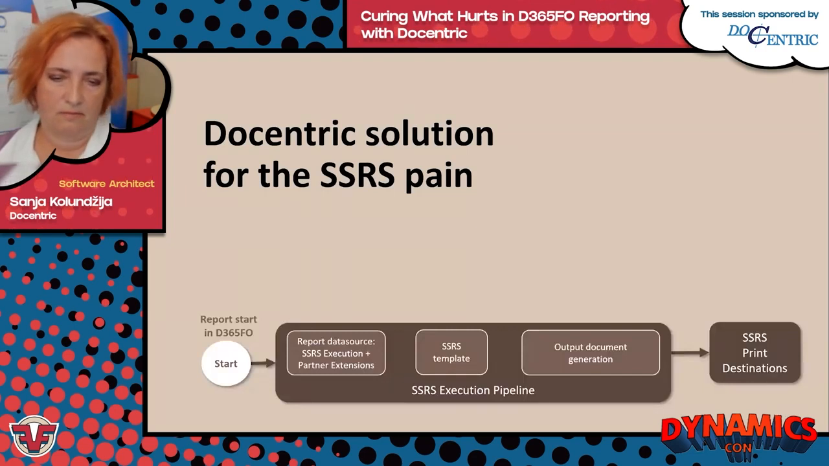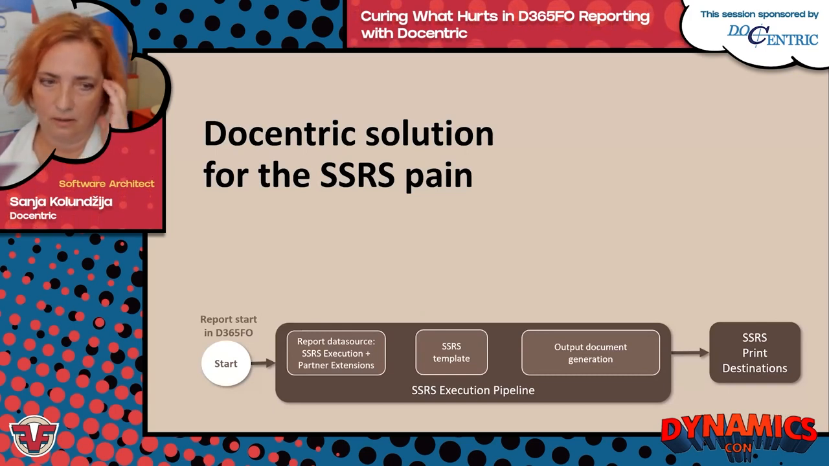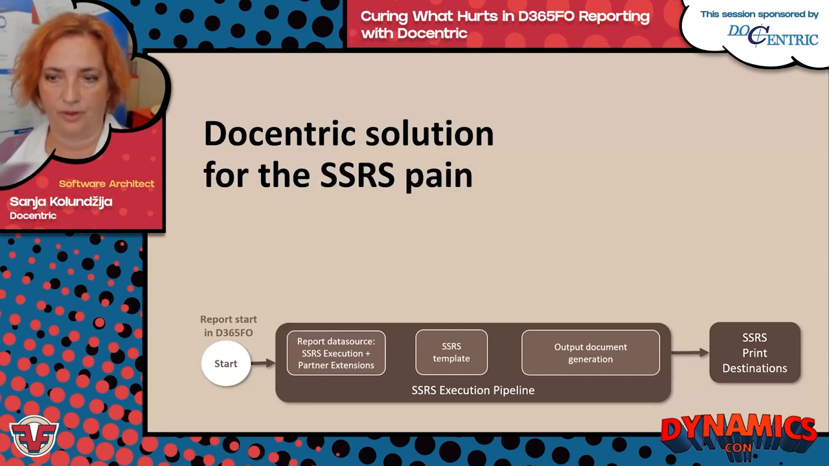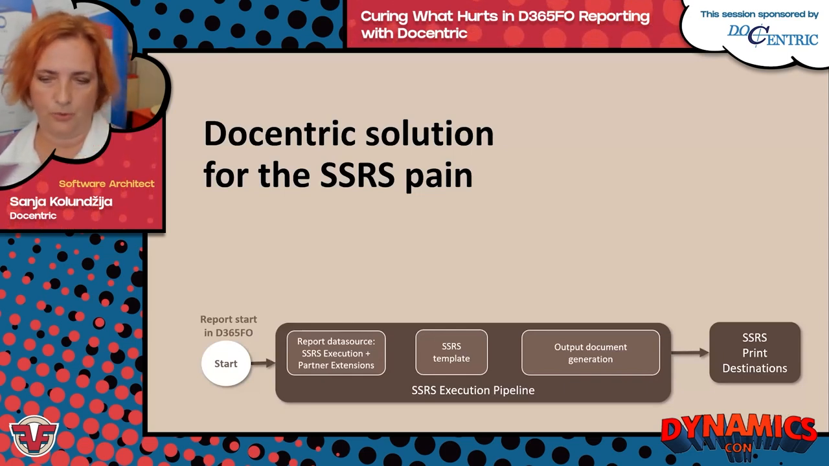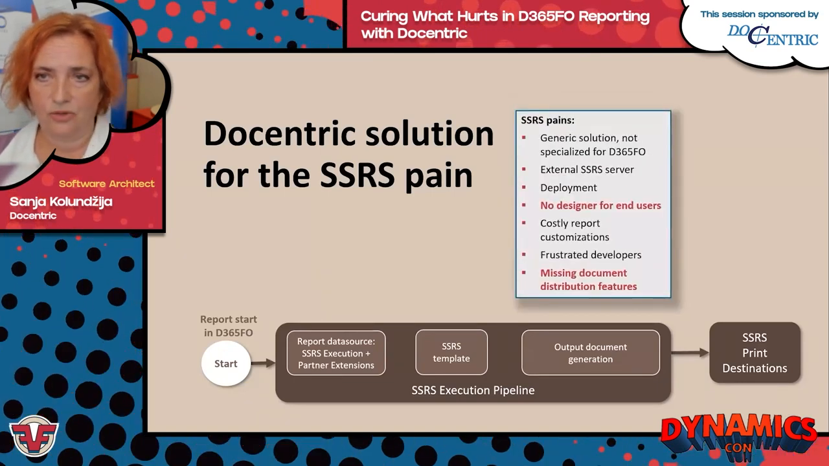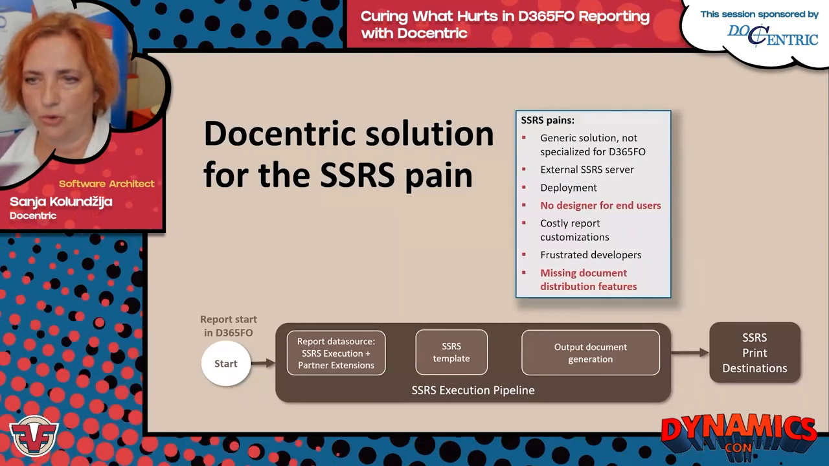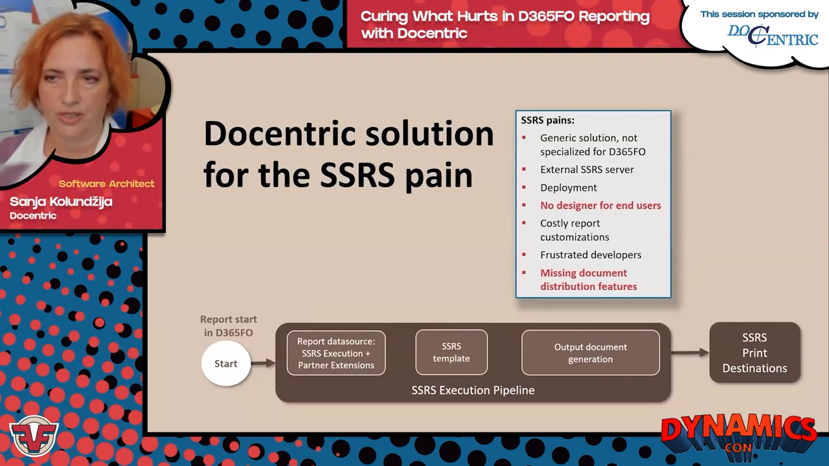This represents the really high-level architecture of the SSRS execution pipeline. Notice that this is not everything that's being executed in the context of D365. Some of it, like output document generation, is done externally on an external SSRS server, which I mentioned already earlier. And now let's repeat what we said about the pains. On this slide, I will just talk about these two red marked problems: that there is no designer for end users and that document distribution features are missing.